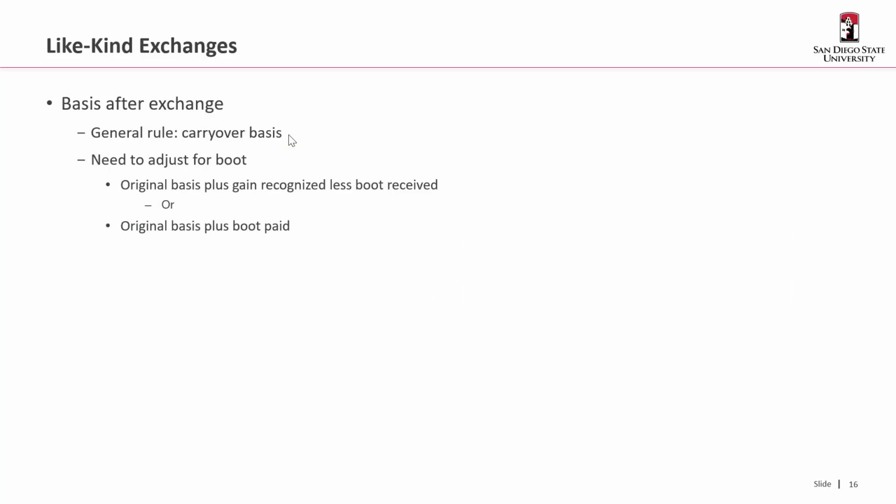Okay, so the next thing we need to measure, knowing that these are held for investment or for business purposes, we need to measure the adjusted basis in this new property after the exchange. So the general rule is something called carryover basis, which is the basis of whatever you give up is the basis of the new item that you received. It just carries over to that new item. The problem is we need to adjust for boot. So you would either adjust the original basis plus any gain recognized less any boot received, or it would be the original basis plus any boot paid.